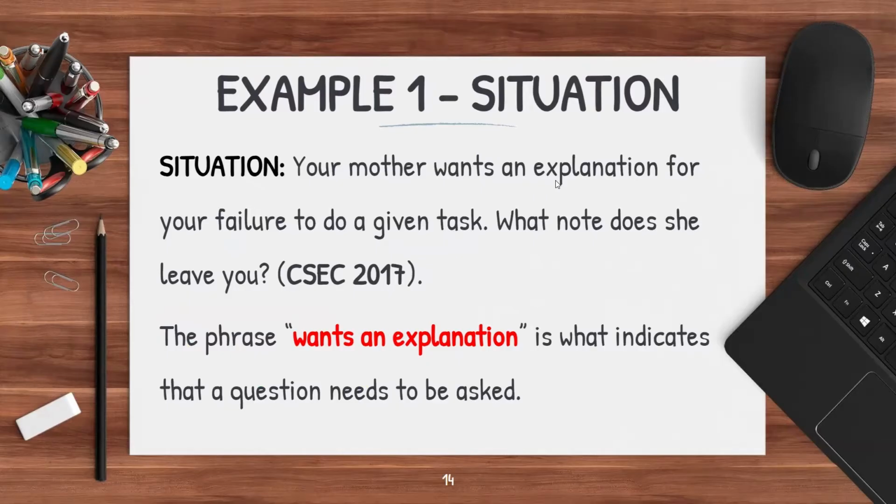So if you didn't understand this situation, this is basically what it's saying. Your mother wants an explanation. Basically, she wants you to tell her why for your failure to do a given task. Why you did not do something that you were asked to do. That's basically what this is asking you. What note does she leave you? So basically, in the note that she leaves for you, she's asking you, why did you not do such and such? I hope that is clear.